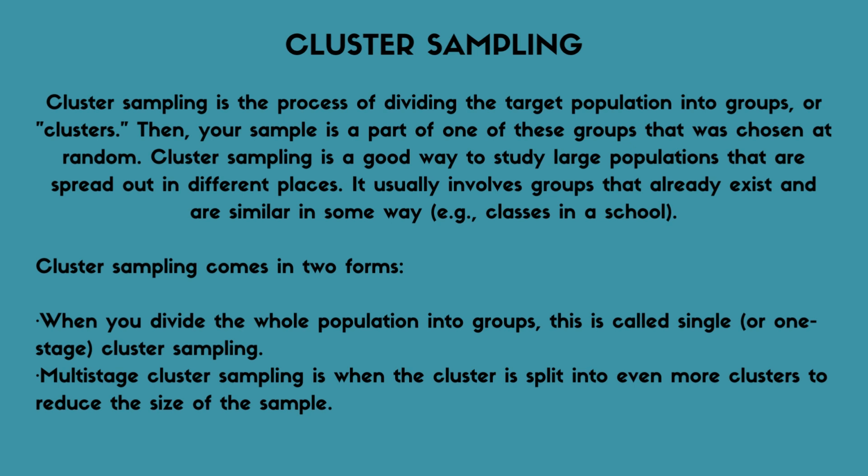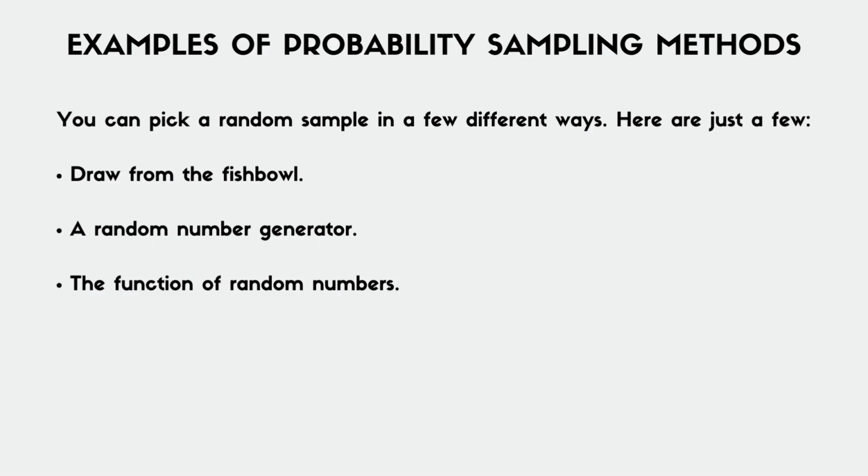In stratified sampling, you divide your population into groups, called strata, that all have something in common, and then you take a sample from each group. In cluster sampling, you divide your population into groups, or clusters, based on groups that already exist. Then, you pick clusters at random and include all of the people in them in your sample.